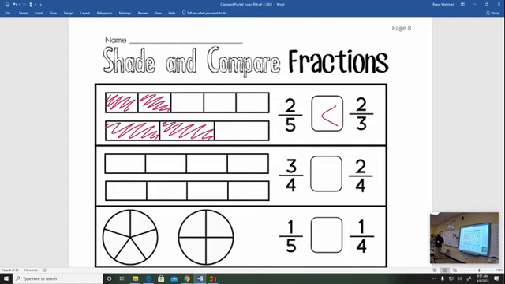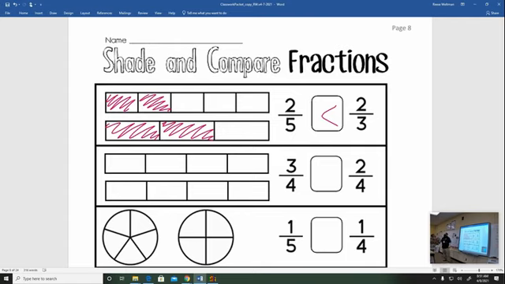Because remember, the more pieces that it's cut into, the smaller those pieces are. Now, if it had said 4/5, then that one would have been greater, and you would have been able to see it, right? So if ever you have a number like this and you need to draw out a fraction bar or model, do it. Draw it out. Make your lives easier.